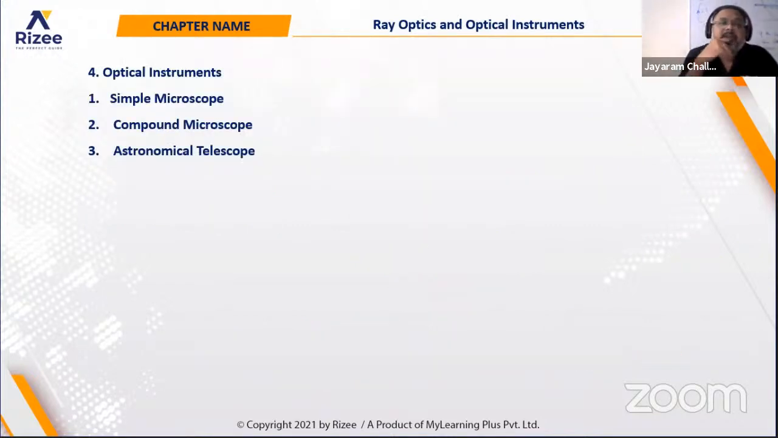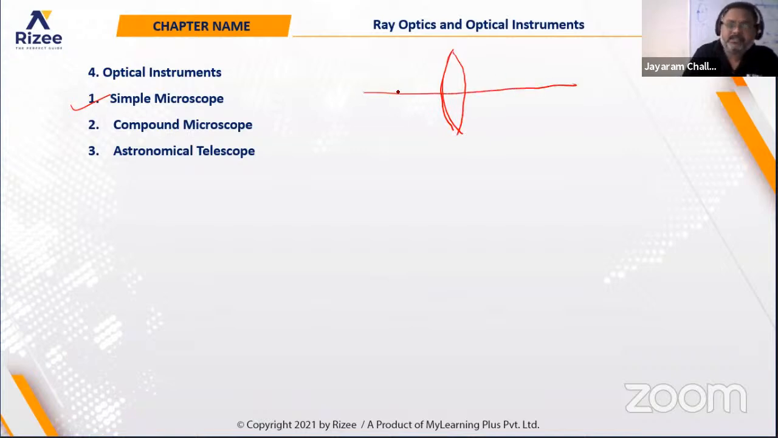So now coming to our next part, which is optical instruments. The first one is our simple microscope. A simple microscope consists of a single converging lens, where you are going to place the object between the focus and optic center of the lens. This will be your U. You are going to place the object between the focus and optic center.